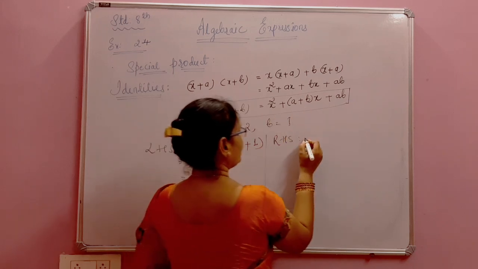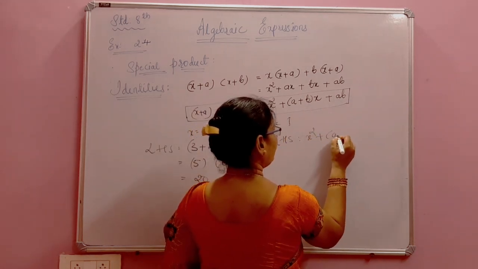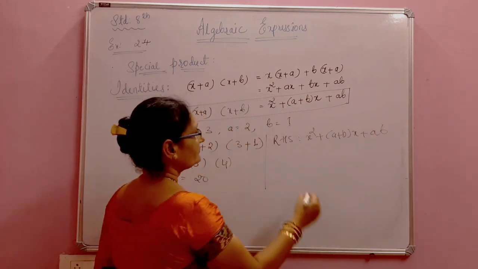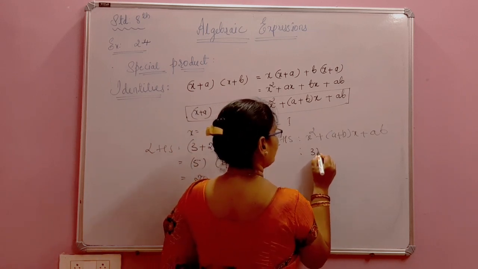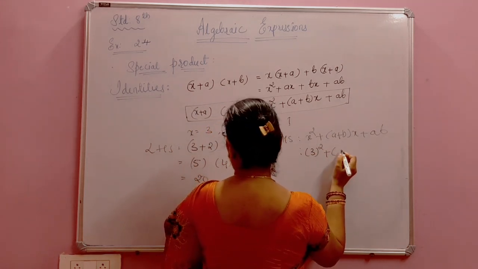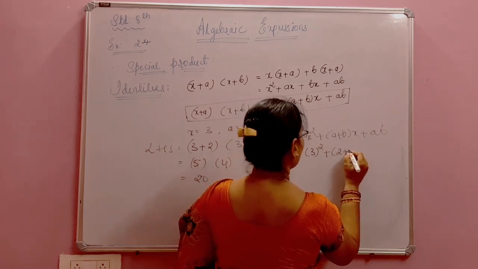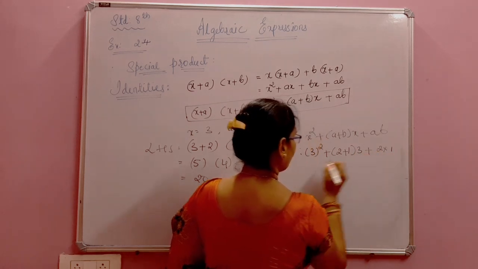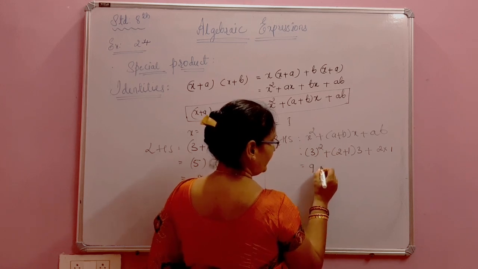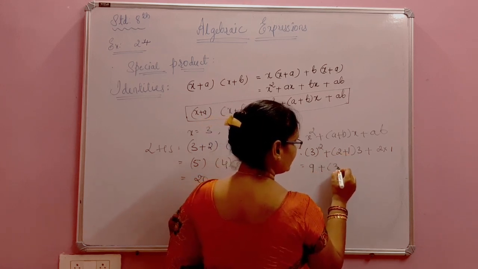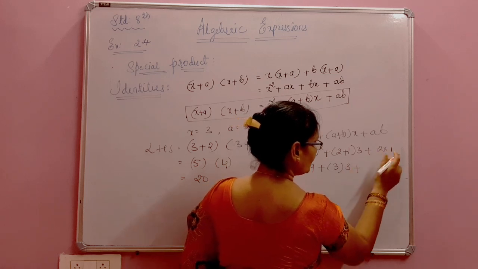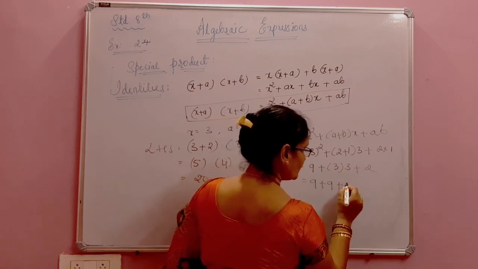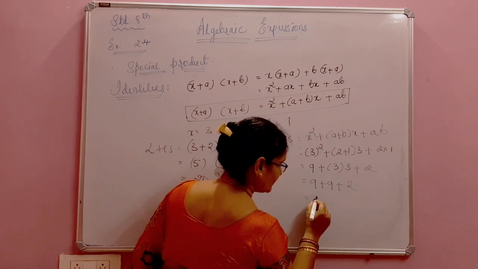RHS. What is RHS here? x square plus (a + b) into x plus ab. What is x here? x is 3, square, plus what is a? a is 2. What is b? b is 1, into x, that means 3, plus 2 into 1. See here, 3 square means 9, plus 2 plus 1 is 3, 3 as it is, plus 2 ones are 2. 9 plus 3 threes are 9, plus 2. 9 plus 9 is 18, plus 2 is 20.